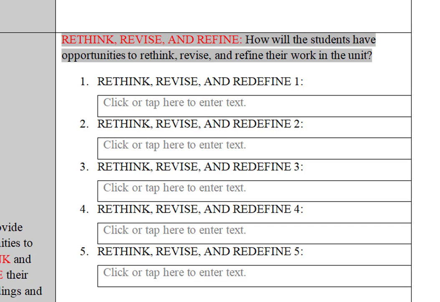Rethink, revise, and refine. So how will students have the opportunities to rethink, revise, and refine their work in the unit? So they may not get it right the first time. How are you going to give them the opportunity to continue working on that and really digging in and thinking about what they're doing and embedding that learning?